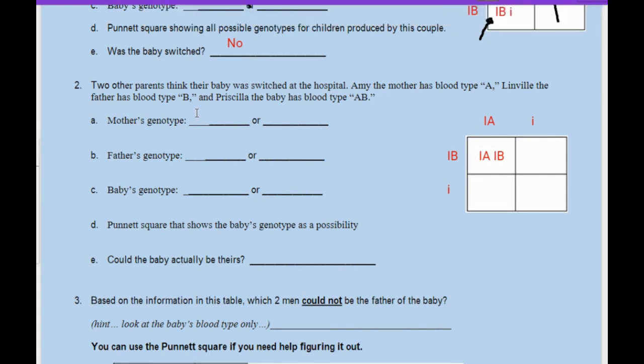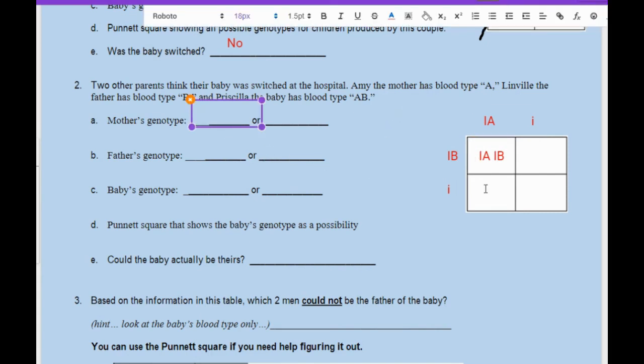All right, so the mother's genotype, she could have two of them. She's type A, so she could be homozygous, big I A, two alleles right there, or she could be heterozygous, big I A, little i. Father, Linville, he's type B, so he could have two genotypes. He'd be homozygous, big IB, or he can be heterozygous: the B allele, big IB, that's one allele, two letters, and little i for the O allele. The baby's genotype, if the baby's type AB, there's only one genotype: big I A, the A allele, big I B, the B allele, and that's it.